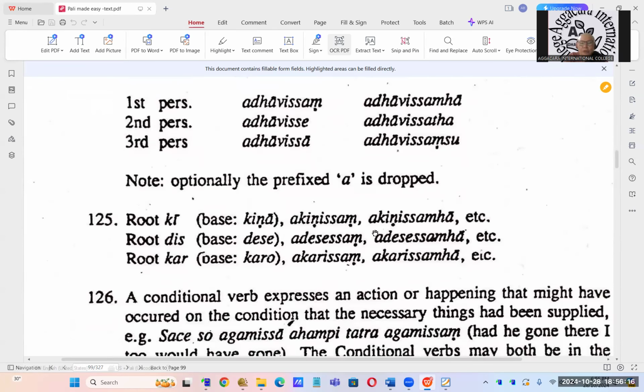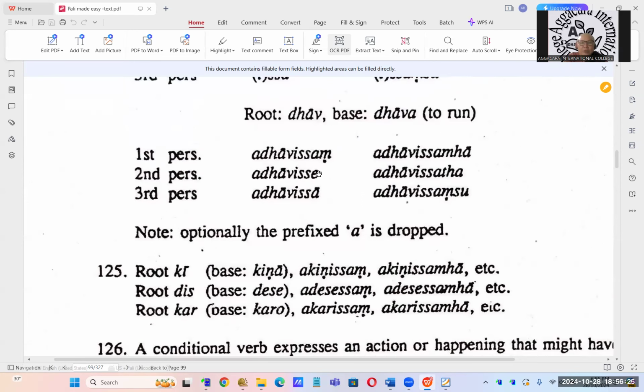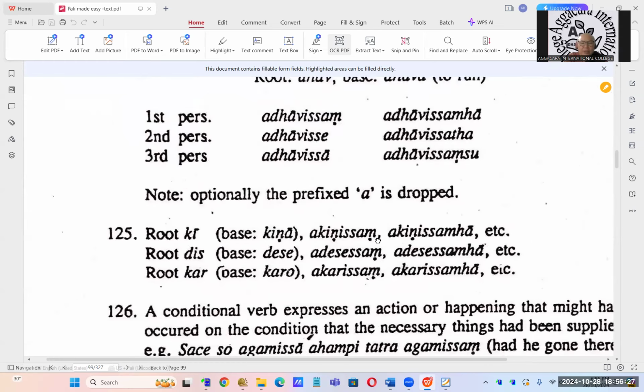So this one, I think you all should write down yourself. Practice this. You should write down in this form. When you practice it, then you get to know it.